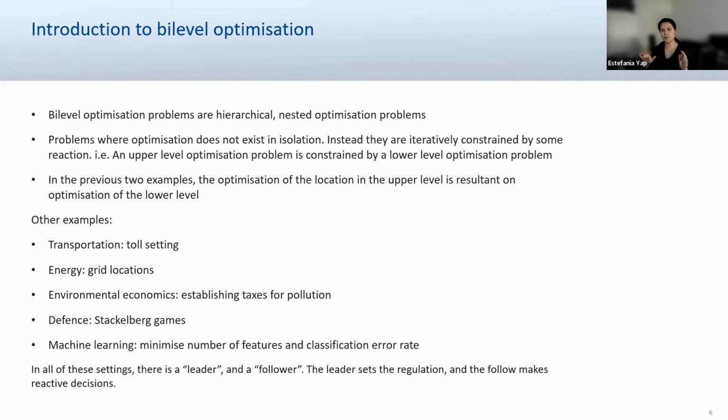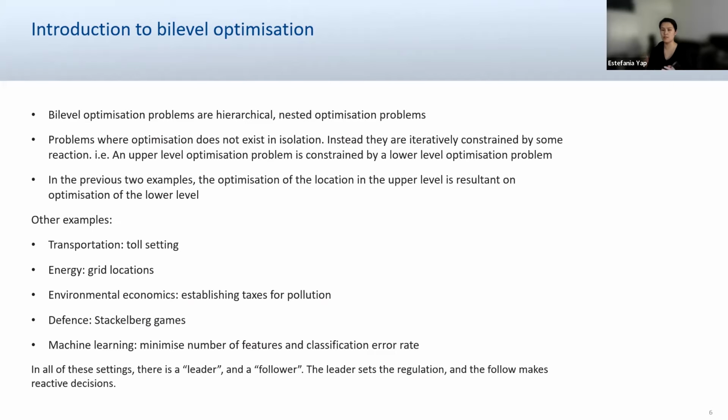In some cases they're adversarial, in some cases they're not. But in the previous two examples, the optimization of the location is what we call the upper level, right? It's the upper level optimization in that it becomes a constraint that fixes into the lower level optimization problem. We also call it a leader and a follower. So the leader is the one who creates the constraint for the follower, who will then optimize within that space and then feed that back up. Some other examples of when this happens is in transportation.